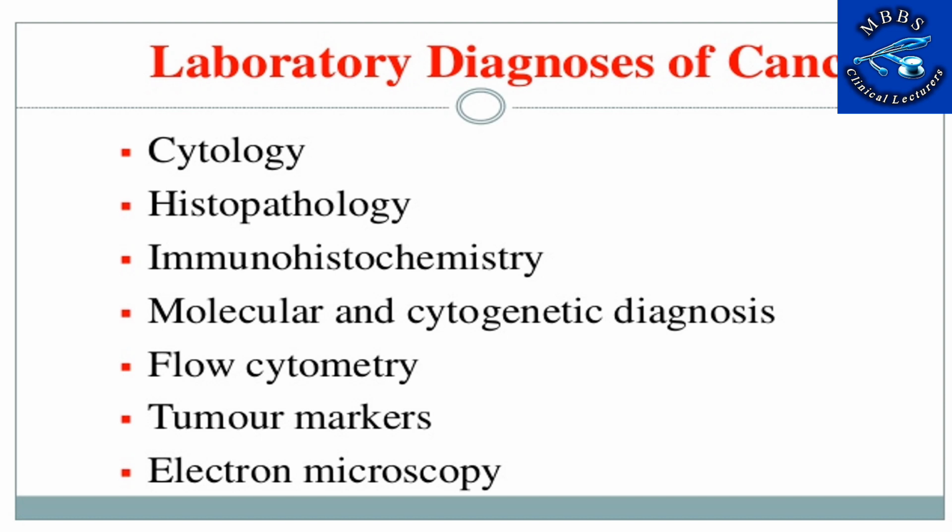And then the fourth one is flow cytometry and tumor markers. In tumor markers, certain tumors secrete their certain serum proteins, hormones, or some chemicals into the blood, through which we can diagnose the tumor.